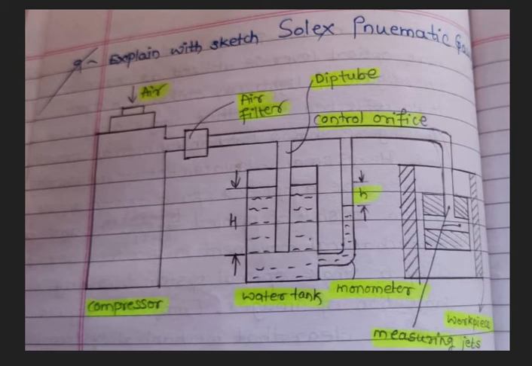High pressure air enters the pipe, which moves through the filter and control orifice to the measuring jets. The water tank contains water to a certain level, and a dip tube is immersed into the tank up to a depth equal to the air pressure H, that is capital H. Extra air will go to the atmosphere in the form of bubbles. Air passes through the control orifice and escapes from the measuring jets. The manometer indicates the back pressure in the circuit by small h.